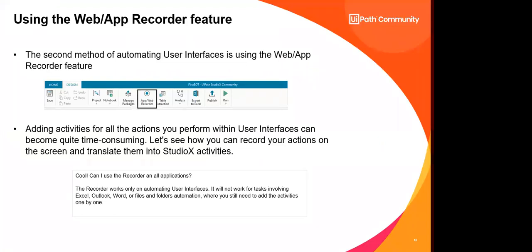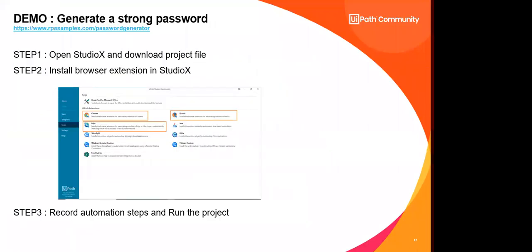UI automation. So we have now understood that while working with UI automation, the recording feature is going to be really helpful, because if you do not know the activity name, it can help you. If you have so many activities to drag and drop in the designer panel, the recording feature again can help you, right? Now let's see another quick demo of a password generator, right?